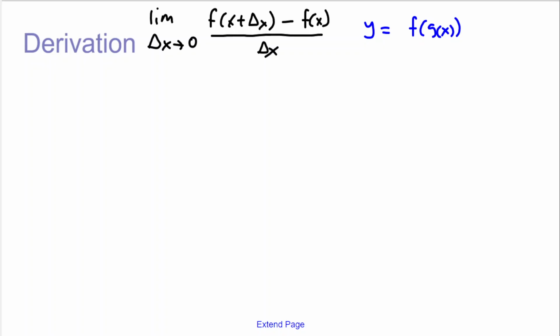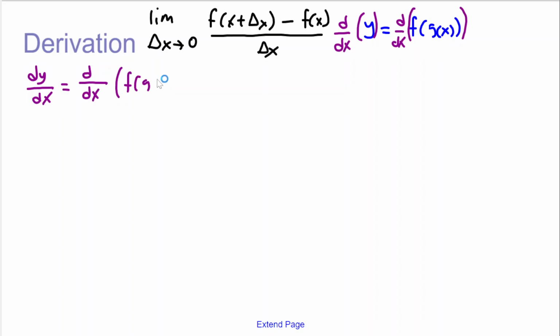In order to find dy dx, I just do d dx on both sides. Again, I'm just using Leibniz's notation here to show that the derivative is an operation. This is completely valid. I'm taking the derivative of both sides. So dy dx is equal to the derivative with respect to x of f of g of x. Hopefully you notice that f of g of x is a composition of functions, right? We're putting g of x, which is another function, as the input of f of x, which is also another function.